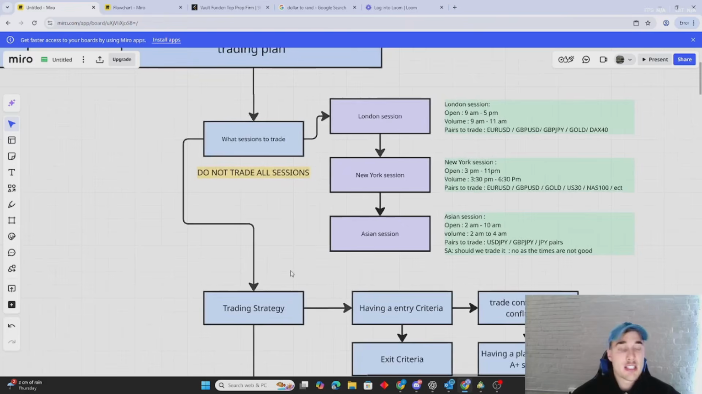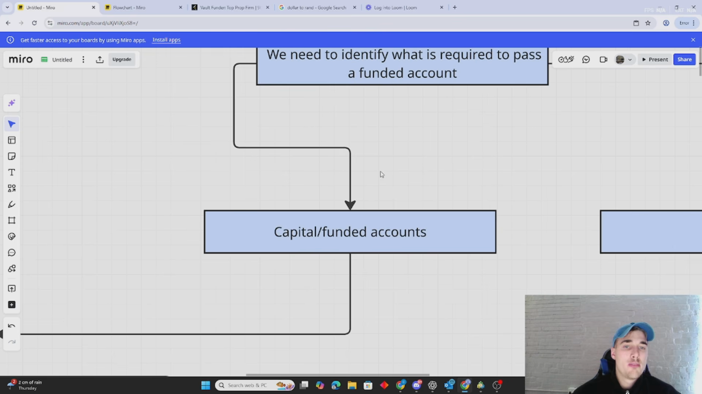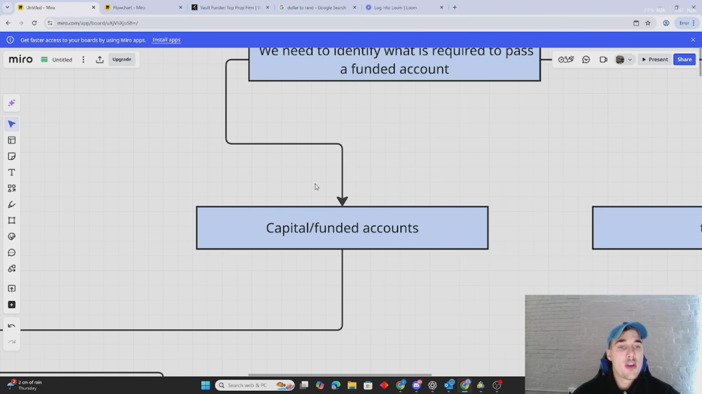The next thing would be capital and funded accounts. So many people are buying capital or funded accounts that are way out of their price range, or they're not even maybe psychologically ready to be trading a $100,000 account or $50,000 account, maybe even a $25,000 account. You jump into a bigger account size because you are simply wanting to make money now. If I pass this $100,000 account and I get a 3% payout, that's $3,000.